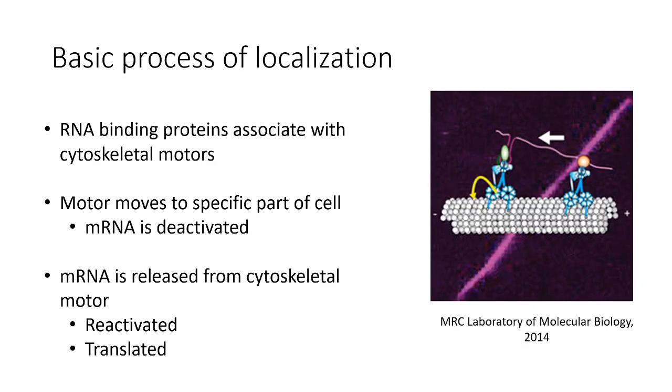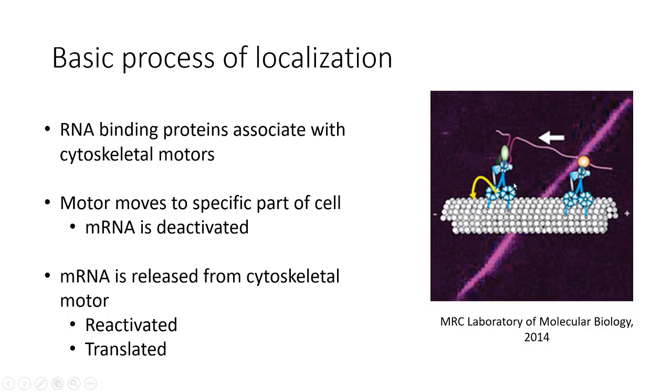As far as the basic process of localization, most of the time you're going to start with RNA binding proteins that are attached to the RNA molecule right after transcription. And these binding proteins are going to associate with cytoskeletal motors and move the mRNA molecule to a specific part of the cell via the cytoskeleton, which is a network of filaments that provide structure to the cell.